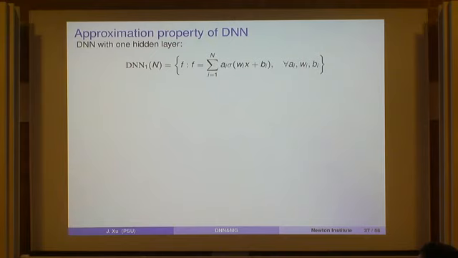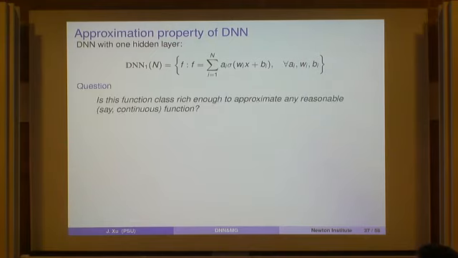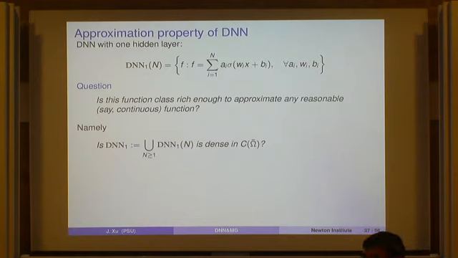From the approximation point of view, if this is one layer, you can do it this way. So ask the question: is this functional class rich enough? Is this one dense? You have a sigma, it's fixed. This is the name of the game, okay? Sigma is fixed. The weights change. Now the question is under which condition is this one dense in the continuous function class?